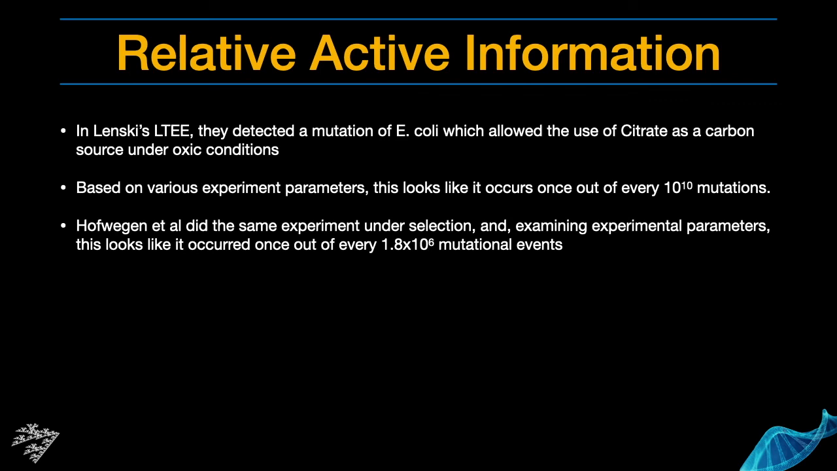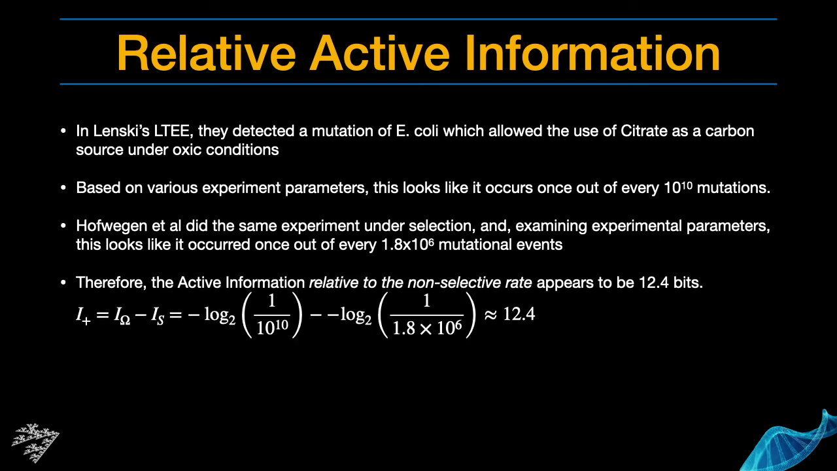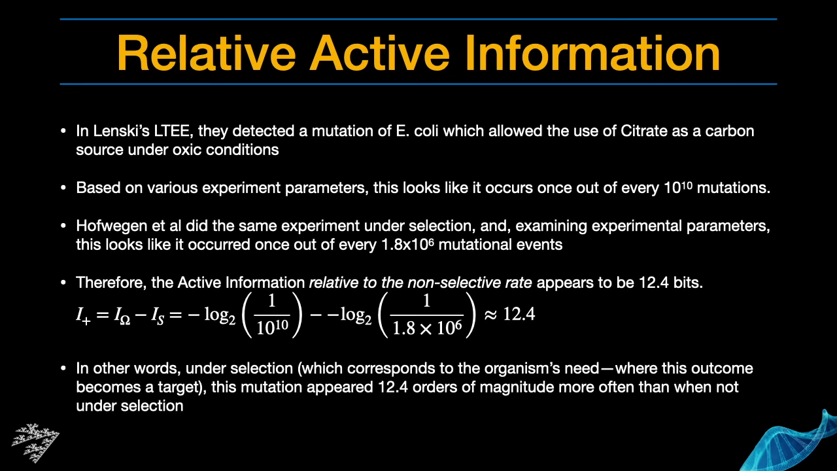So what you can say is you can talk about active information relative to selection. Both of these are the organism's own internal search space, but one of them is when it was being guided by selection. The organism is detecting the selection and generating a response to it, and you can measure that with active information. The active information relative to the non-selective rate is about 12.4 bits. In other words, under selection, which corresponds to the organism's need, where this outcome actually becomes a target, the mutation appeared 12.4 orders of magnitude more often than when it wasn't needed. So the organism is directing its mutation process based on its need.